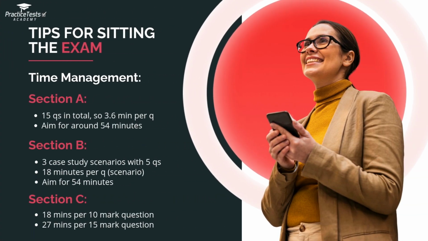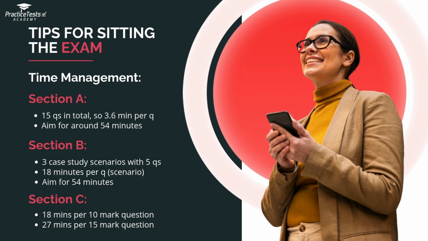So tips for sitting the exam. The key thing really is time management. So section A, you've got 54 minutes per section, and there are 15 questions. So it might be worth, during your studying time, to set yourself 15 questions in that time limit. There's no point doing 15 questions and saying, well, I'm brilliant, I got them all right, but it took you 3 hours.